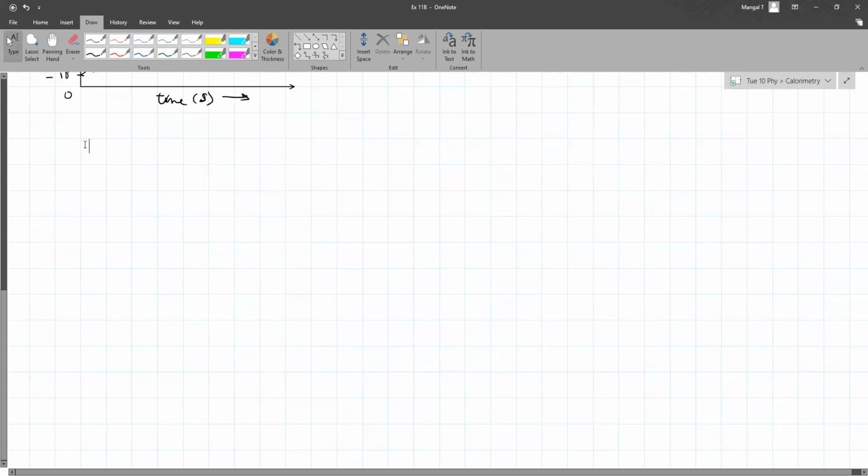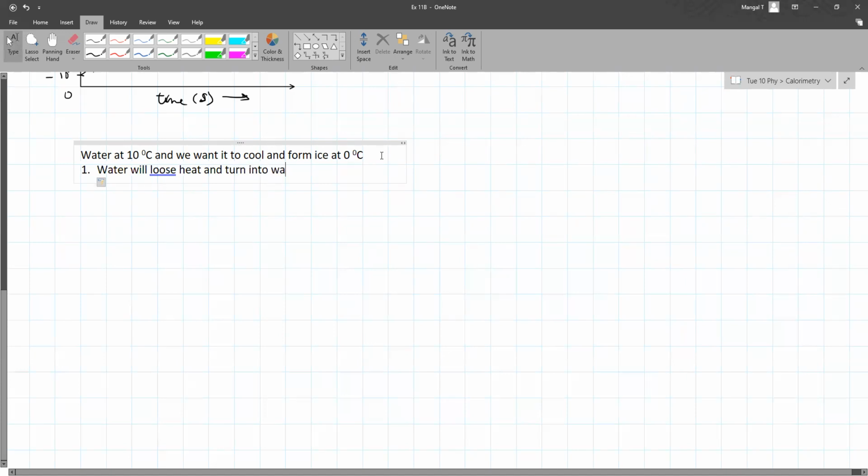So we will write it down properly over here. So we have water at 10 degrees Celsius, and we want it to cool and form ice at 0 degrees Celsius. Okay, so we want ice to be at 0 degrees Celsius. So the first step is, water will lose heat and turn into water at 0 degrees Celsius. Okay, so that's the first thing. Water will lose heat and it will turn into water at 0 degrees. So water at 10 degrees becomes water at 0 degrees.